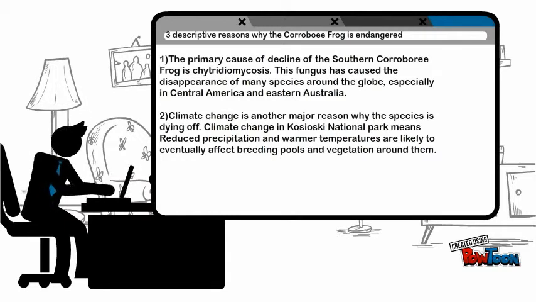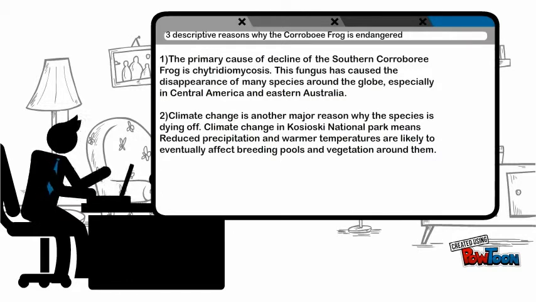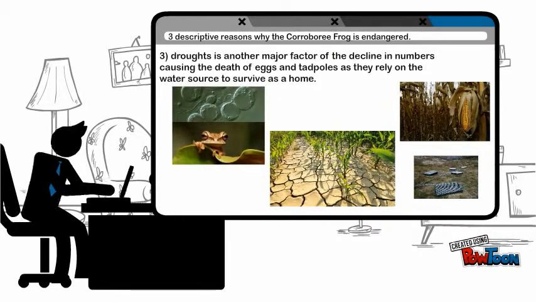2. Climate change is another major reason why the species is dying off. Climate change in Kosciuszko National Park means reduced precipitation and water temperatures are likely to eventually affect breeding pools and the vegetation around them. 3. Droughts are another major factor in the decline in numbers, causing the death of eggs and tadpoles as they rely on the water source to survive and as a home.